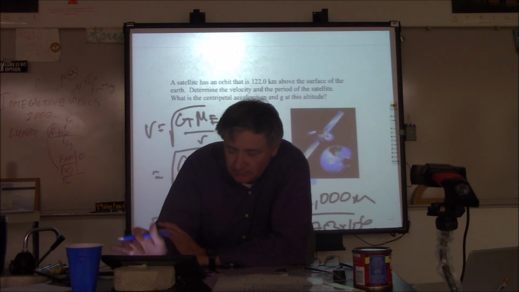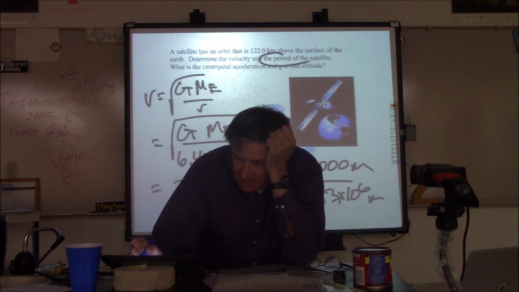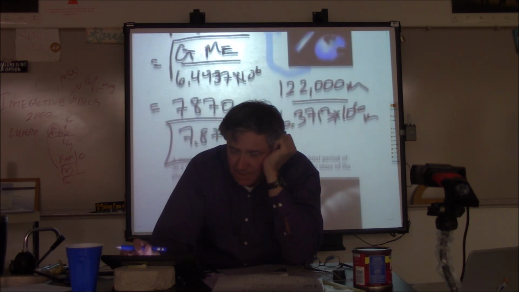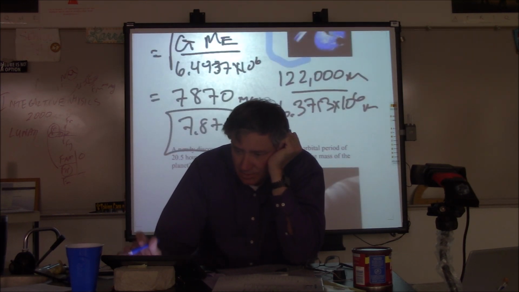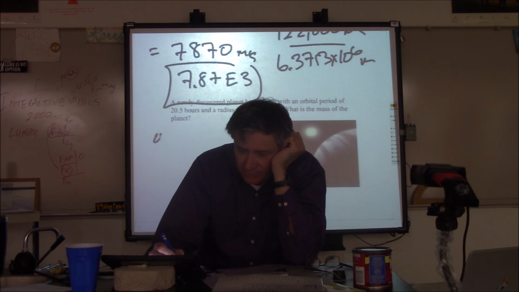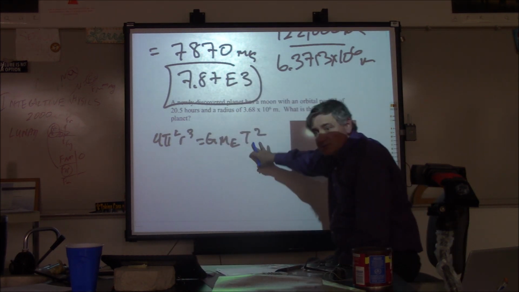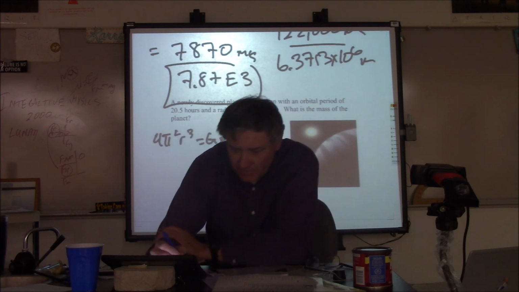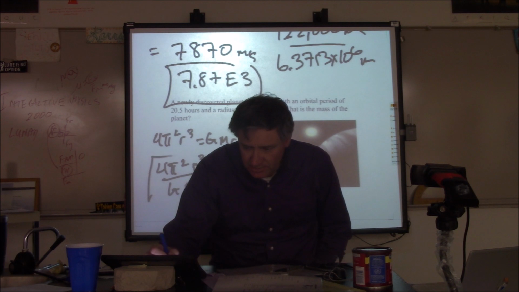Okay, so if you go back to where we were, now, remember these numbers. Now, at this point, we want to calculate the period of the satellite, okay? So, to calculate the period of that satellite, we said that we had 4 pi squared r cubed equals big G mass of the Earth times t squared. So, we're going to solve this for t. So, we're going to have 4 pi squared r cubed divided by big G times the mass of the Earth. And then we're going to take the square root of all of that.